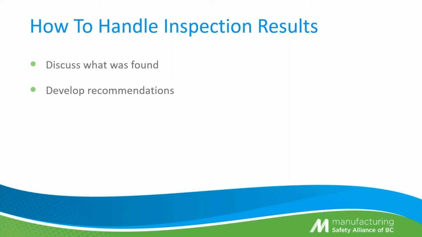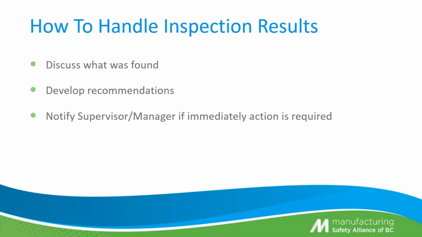We need to develop recommendations and write them down. We need to look at the hierarchy of control, look at what control measures can be put in place, and what the corrective actions are. Maybe it's changing out the fluorescent lighting to LED lights, or who knows what it is. But we need to write down recommendations. If this isn't the same person, then we need to notify managers, supervisors if immediate action is required. We've talked about that.